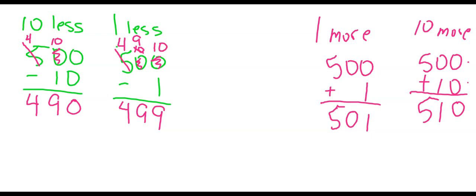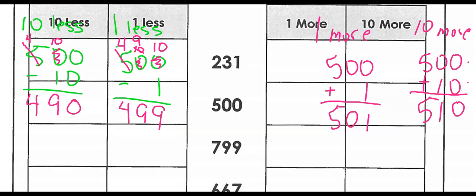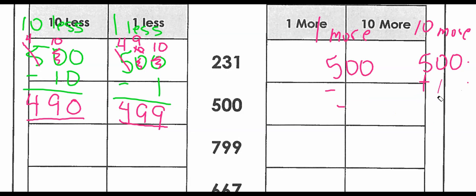So now that you've done this, you'll go back to your worksheet, okay? And look, there it is. 1 less than 500 is 499. 10 less than 500 is 490, okay? And then 1 more than 500 is 501. And then 10 more than 500 is 510, okay?